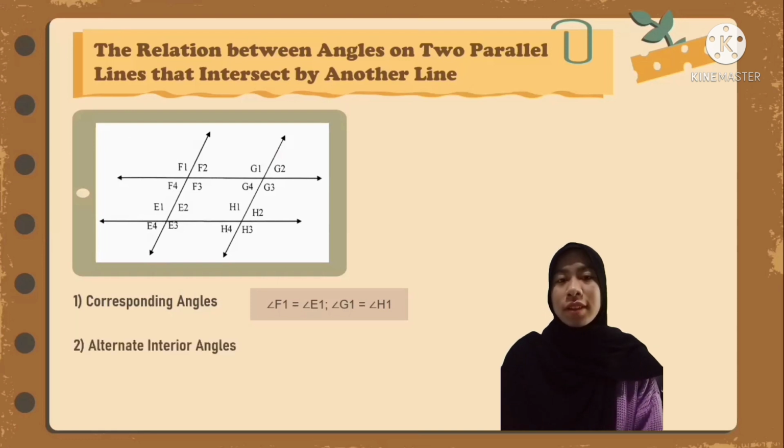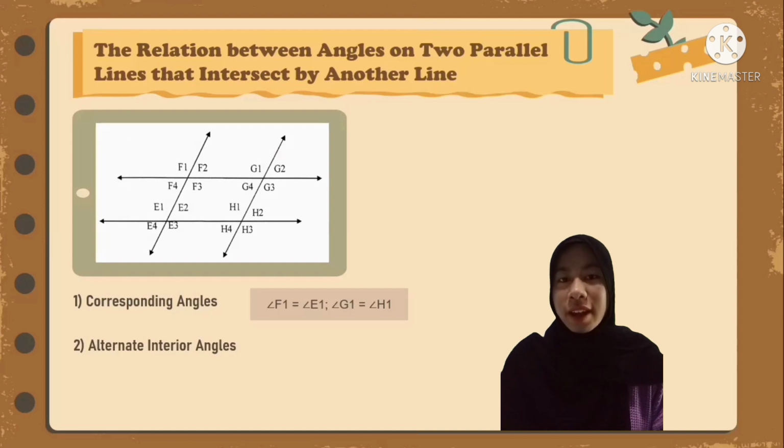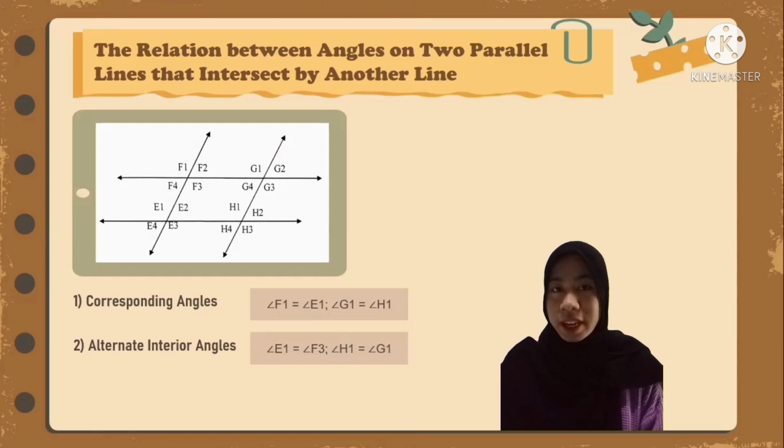Number 2, alternate interior angles. A pair of angles which are on the opposite sides of the transversal, or line cutting the parallel lines, and are inside these two lines. In alternate interior angles, angle E1 is equal to, or paired with, angle F3. Angle H1 is equal to angle G3.